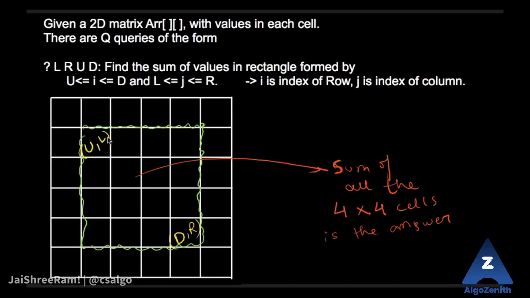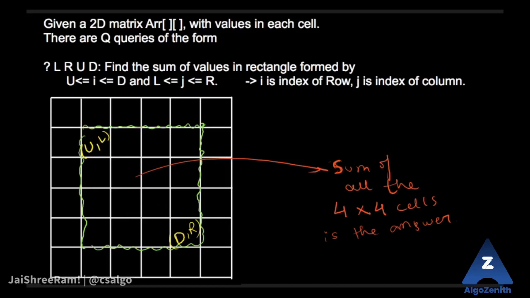That this upper and leftmost corner coordinate is given to you and the downmost and rightmost corner coordinate is given to you. You need to find the sum of values in this green region that is bounded over here, and you need to find the sum of all these elements in this 4x4 region, and that will be the answer for the one query, right? So you need to answer all of these queries. Each of the queries will have different regions in the rectangular matrix and you need to find out their sum.